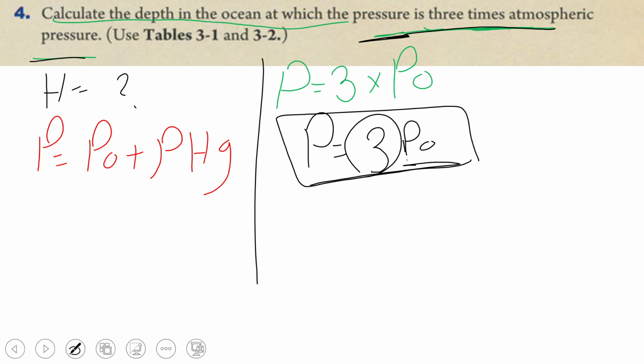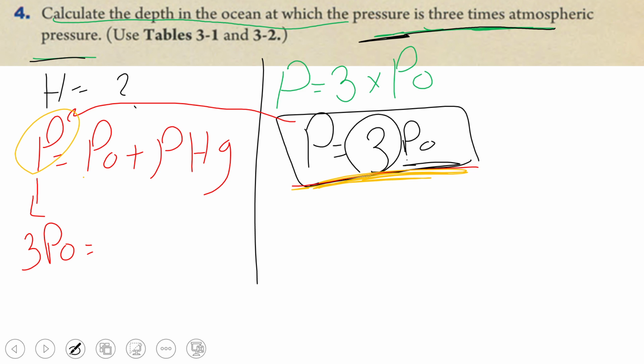We can get the benefit according to this relation. Put it in here: P equal to 3 P naught. I just substitute, I just replace the value. Put it in here: 3 P naught equals, copy this all again, P naught plus rho H G.